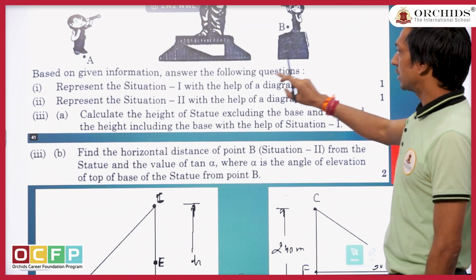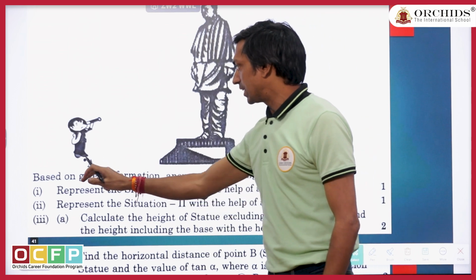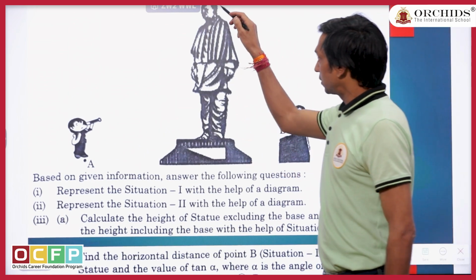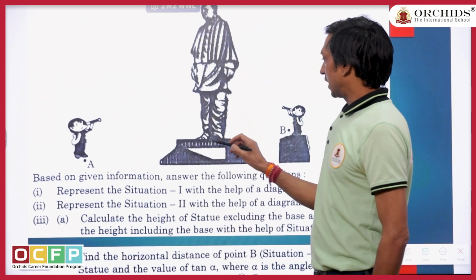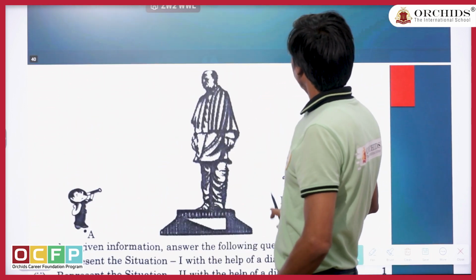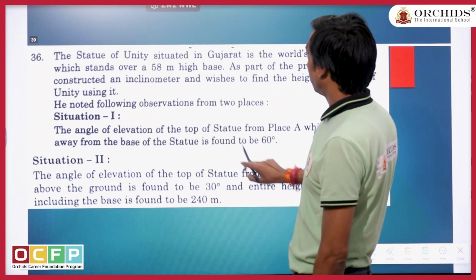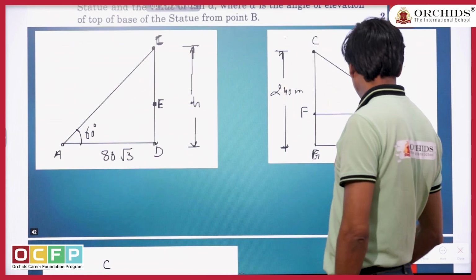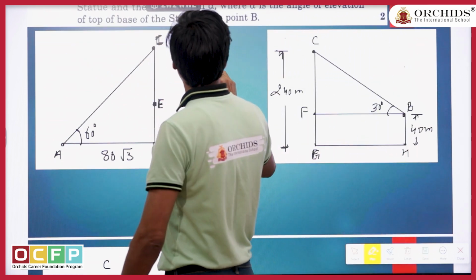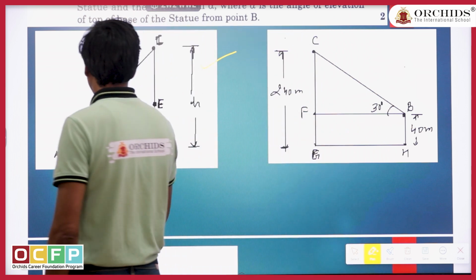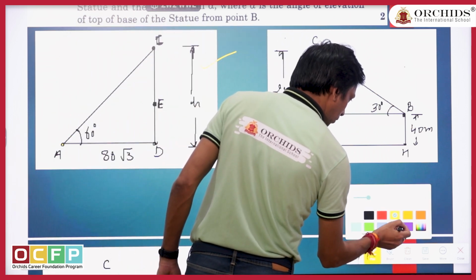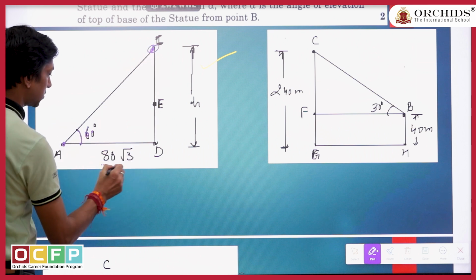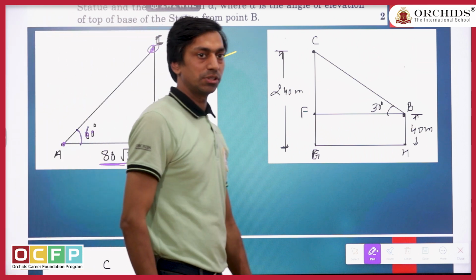The question is to represent situation 1 with the help of a diagram. Point A is on the left hand side, point B on the right hand side, and point B is 40 meter above the ground, and this statue is 240 meter, and the height of the base is given as 58 meters. Based upon this information, this is figure number 1, with point A here. When you see the top of the statue from point A, the angle is 60 degree and the distance of this point is 80 root 3. That is the figure based upon situation 1.